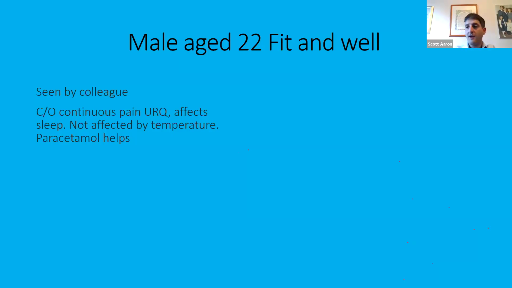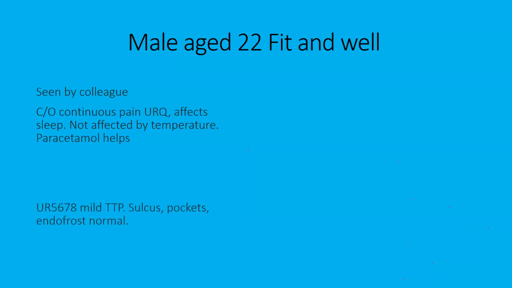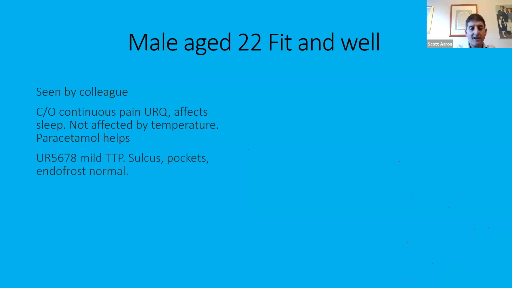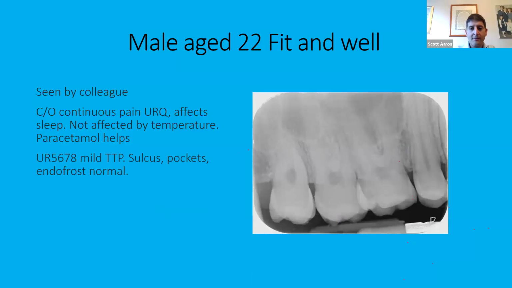So this guy, 22-year-old, pain upper right quadrant, all teeth mild TTP, sulcus pockets endofrost normal. And here's our X-ray. Anyone want to point out the disease you can see on the X-ray? Well, 6, 7, 8, there isn't really anything. 5, there's no caries. Can't see the apex.